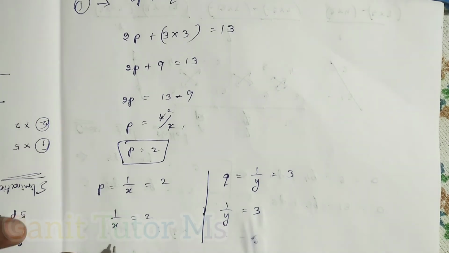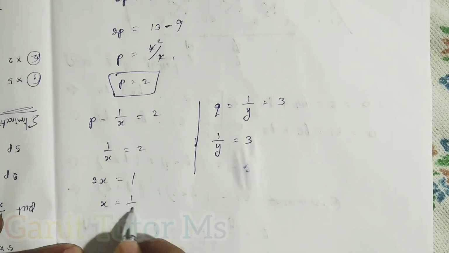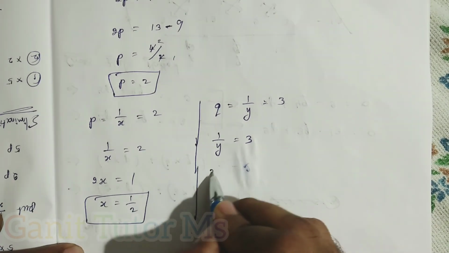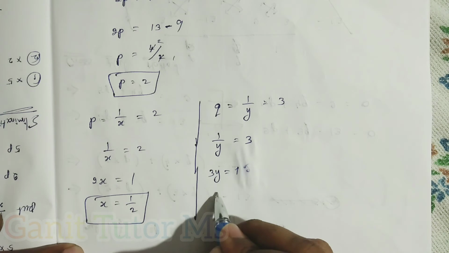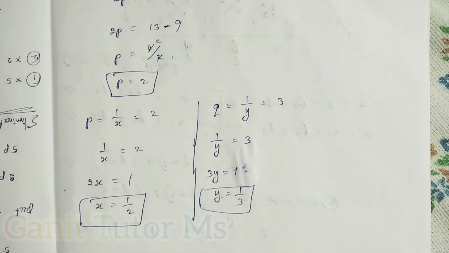So next is cross multiplication. 2 into x, 2x equal to 1. Next, x is equal to 1 by 2. Next, 3 into y equal to 1. Then y is equal to 1 by 3. That is a very important step.